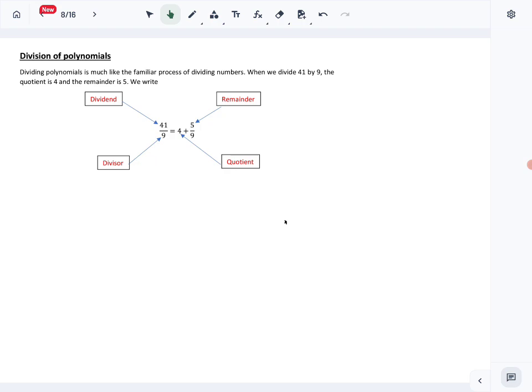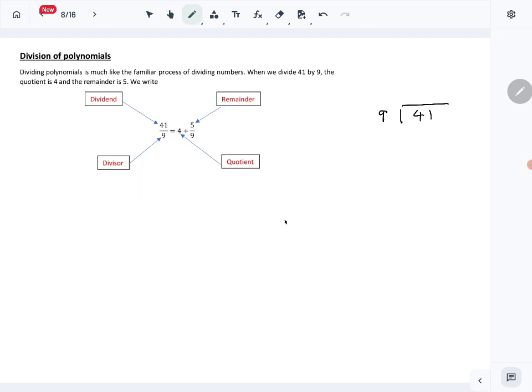So dividing polynomials is similar to number division. So let's look at what we do when we divide 41 by 9. 41 is what we put inside the division sign or the division box. So that is called what? Dividend. Okay, the number we put inside the box, the number we divide, is called the dividend, right? Then we want to divide 41 by 9. So the number we put outside of the division sign or the division box is the divisor, the number we divide by. So that is called the divisor.